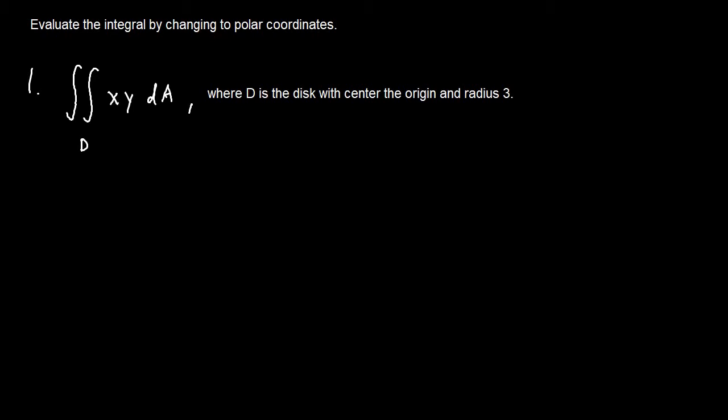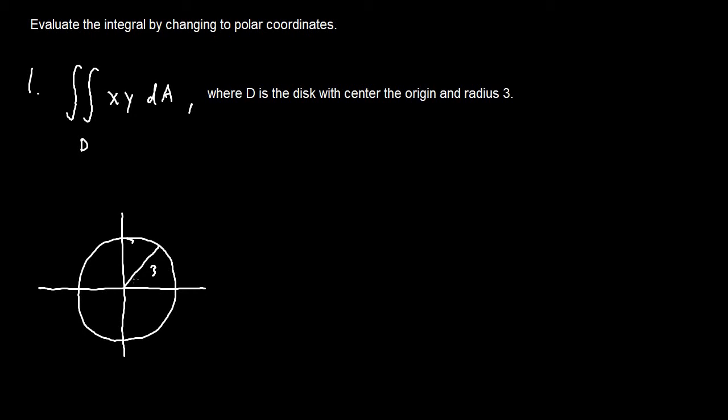So for number one, we have the double integral of x times y dA described by region D, where D is the disk with center of the origin and has a radius of 3. So if we were to draw out this region here, if we're talking about a disk, this is basically just a circle in the xy plane. And so the center is at the origin, so at 0, 0, and the radius is 3. So we can easily say that the radius goes from the values of 0 to 3. So that is going to be the r bounds.